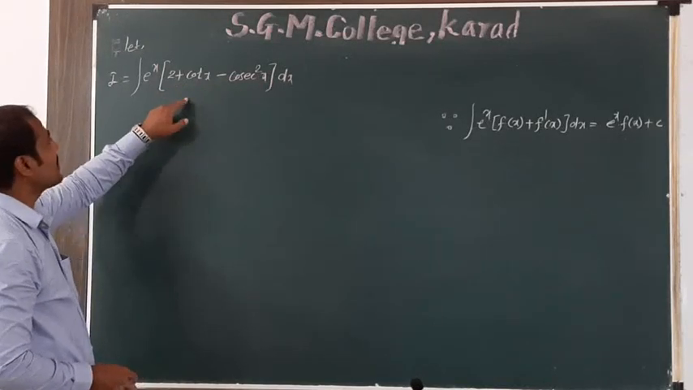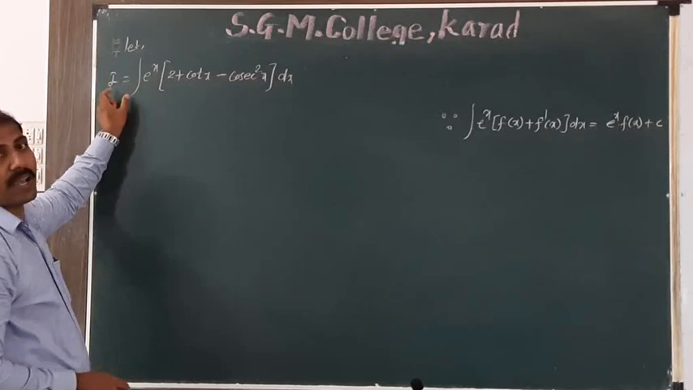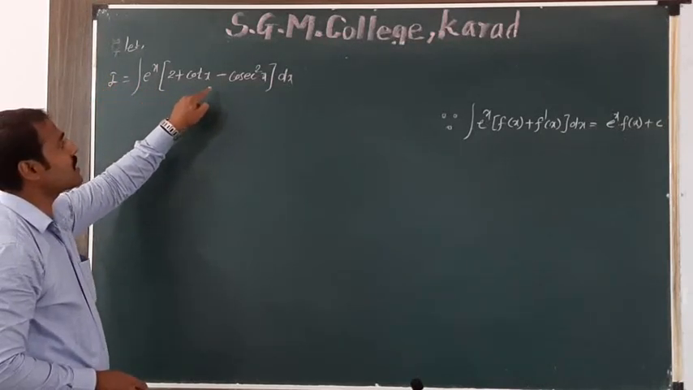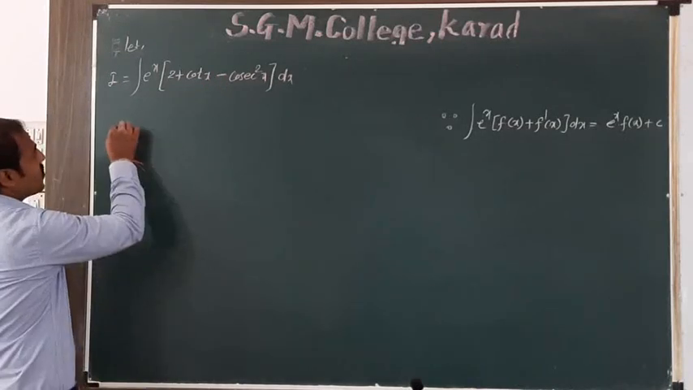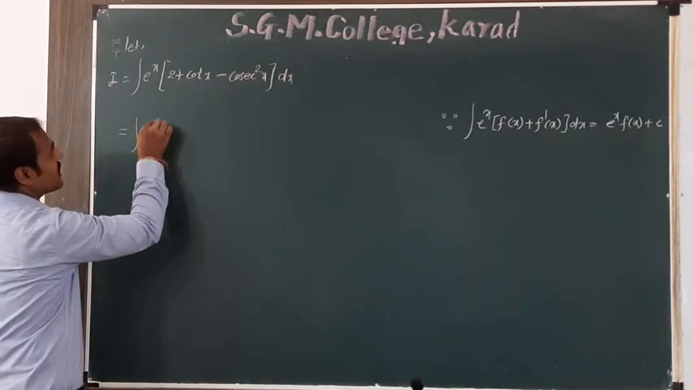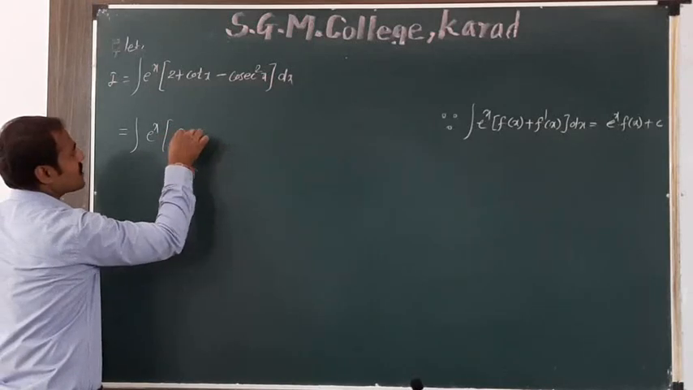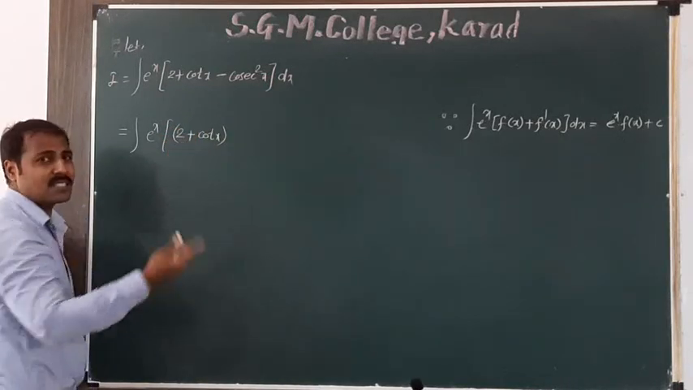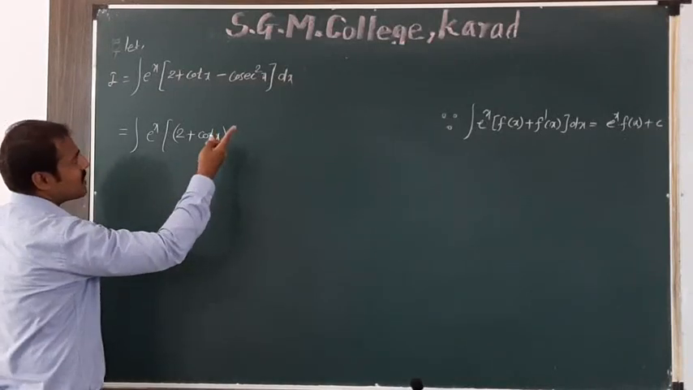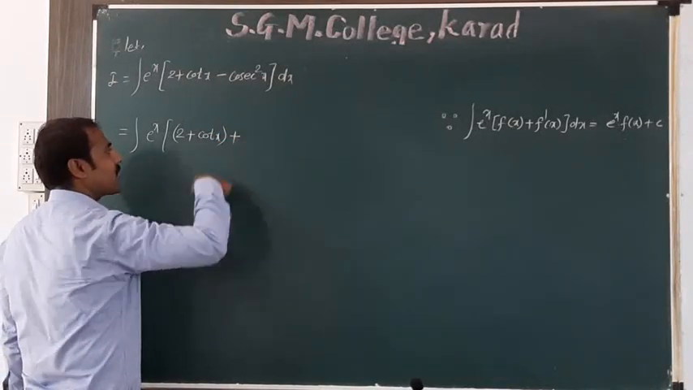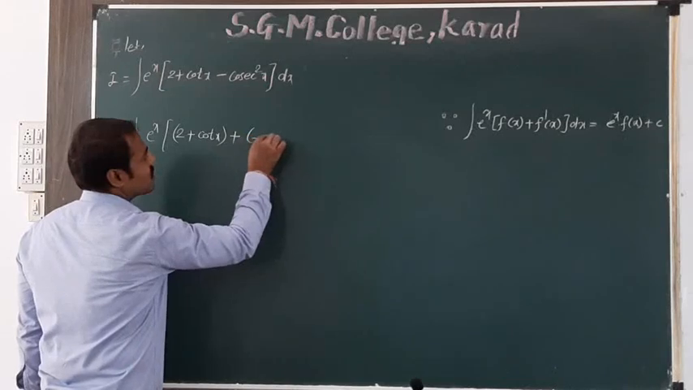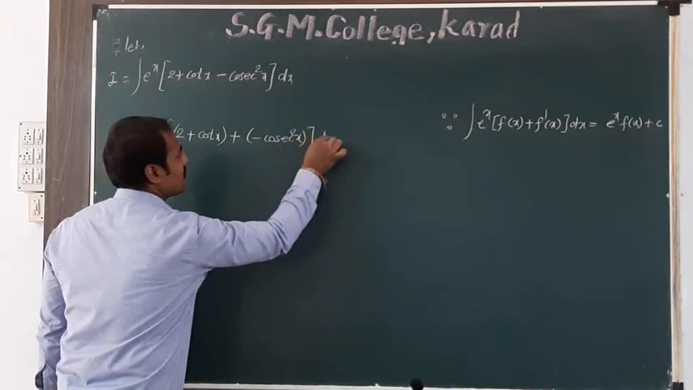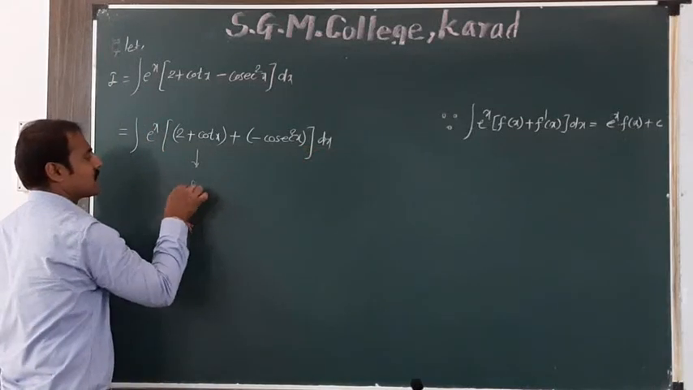First denote the given integration by I, starting with let I is equal to the integration of e raised to x into 2 plus cot x minus cosec square x. I can write this as e raised to x into 2 plus cot x, since the derivative of 2 is 0 and of cot x is minus cosec square x, plus minus cosec square x dx. Here is the function.